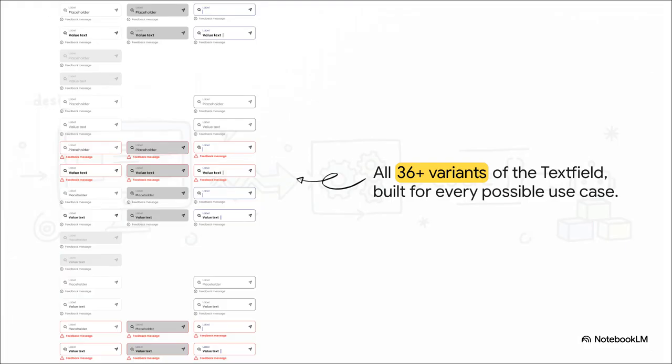And this is what you get when you follow that meticulous, code-first approach. Boom. What you're looking at here are more than 36 variants of just the text field. Every possible state, size, and option you could ever need. And every single one is built with that same code-ready logic, which means the whole set is completely airtight and consistent.